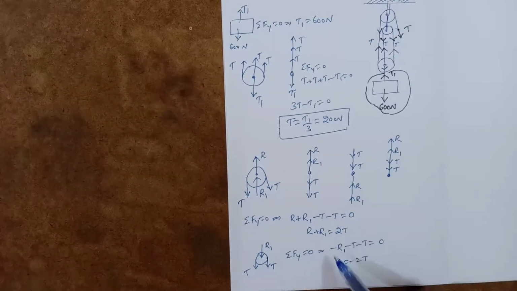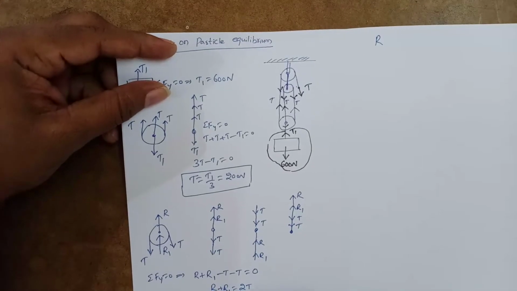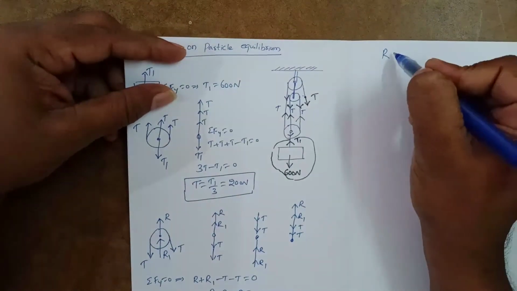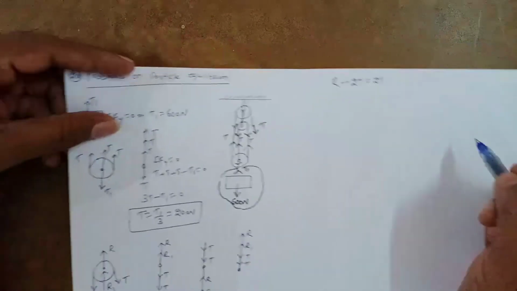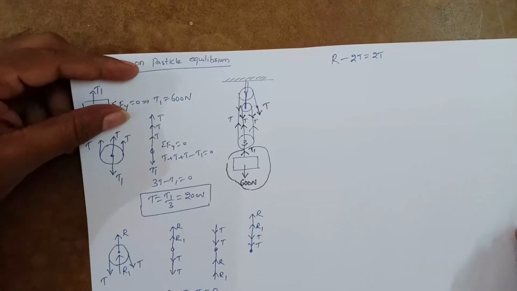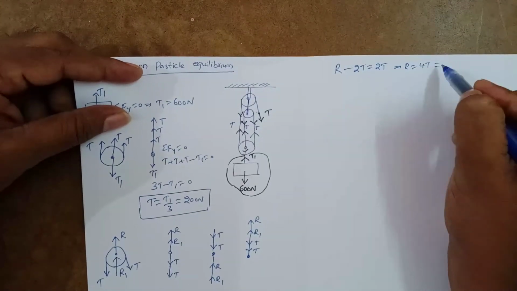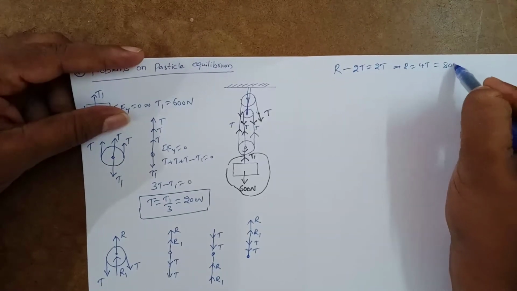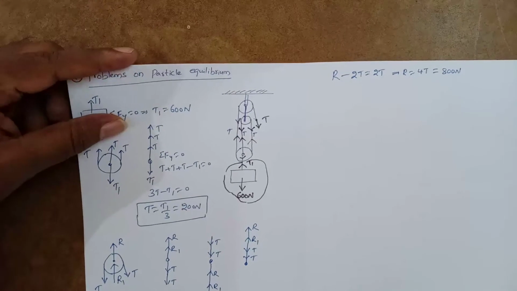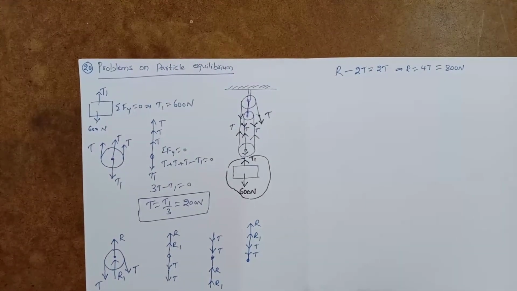So now I'll substitute these values in this equation. Now this is R plus R1, and R1 is equal to minus 2T. So let me substitute the same minus 2T here. So R1 magnitude is 2T. This gives us R is equal to 4T. If T is equal to 200, we'll get 800 Newton. And R1 is equal to 2 into 200, which is 400 Newton.